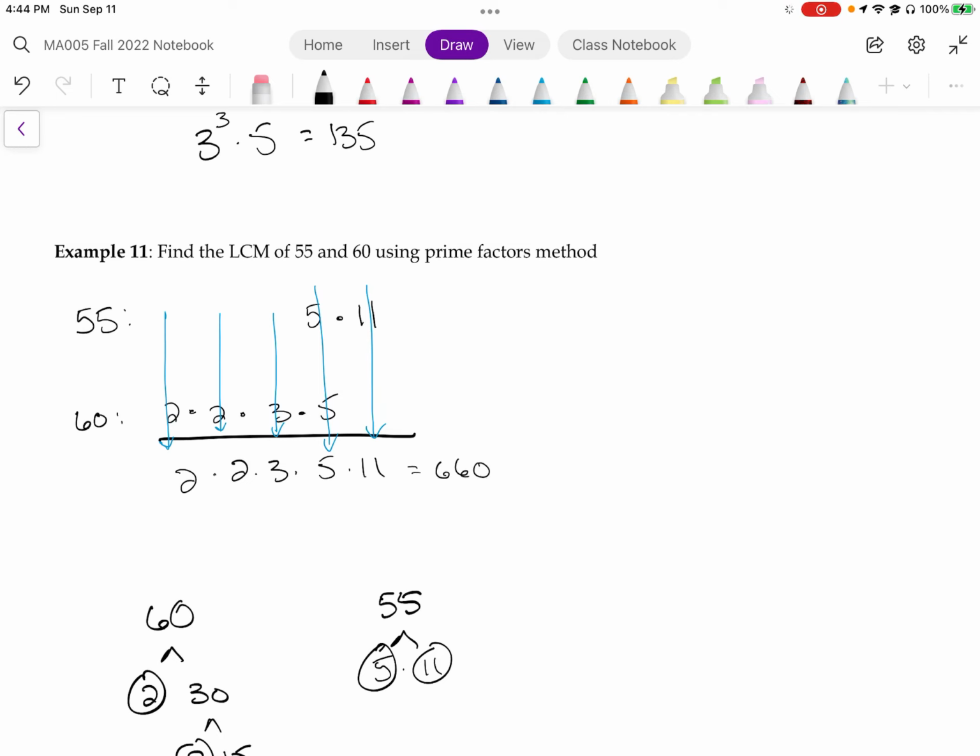That would take a long time to write all those out, but you can do that in the list method if you really want to. But I would like to see you trying this.